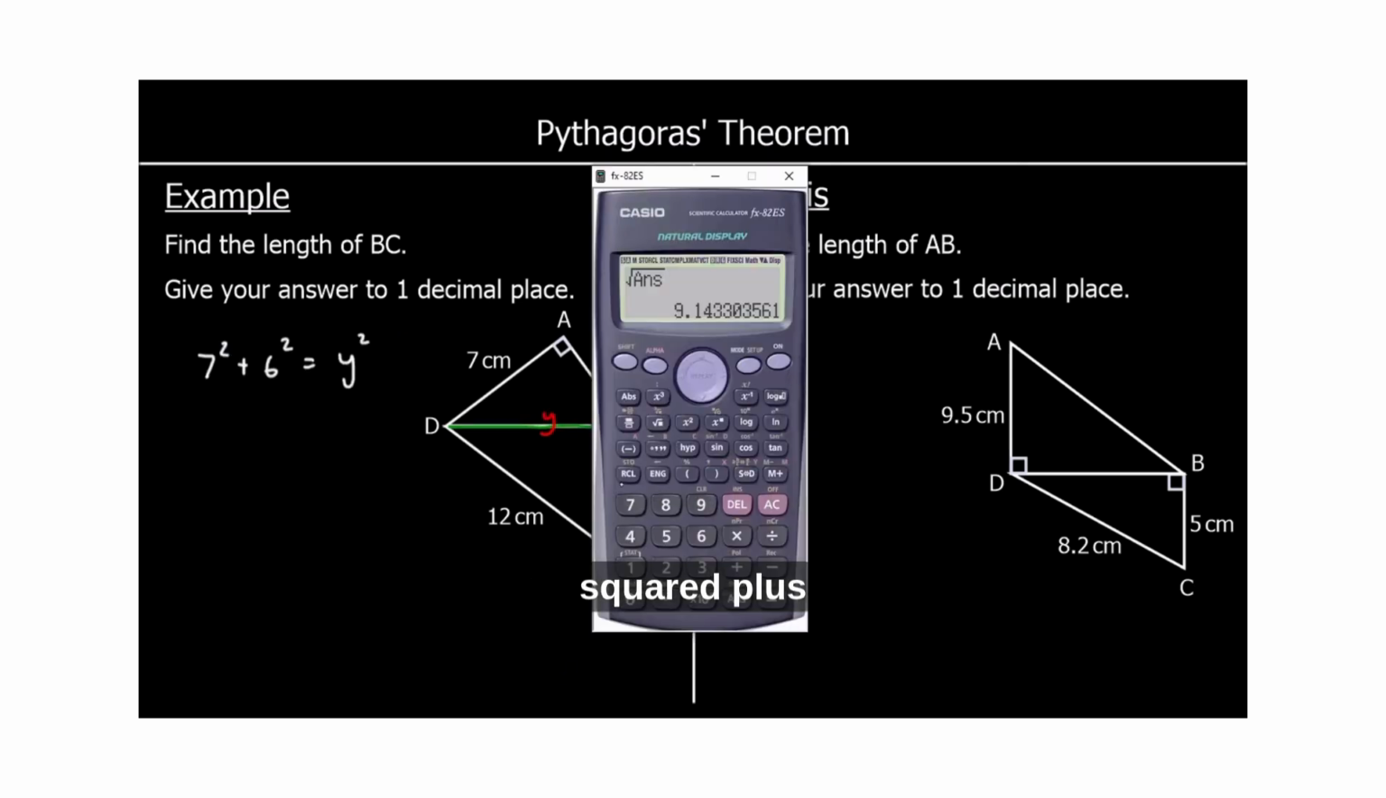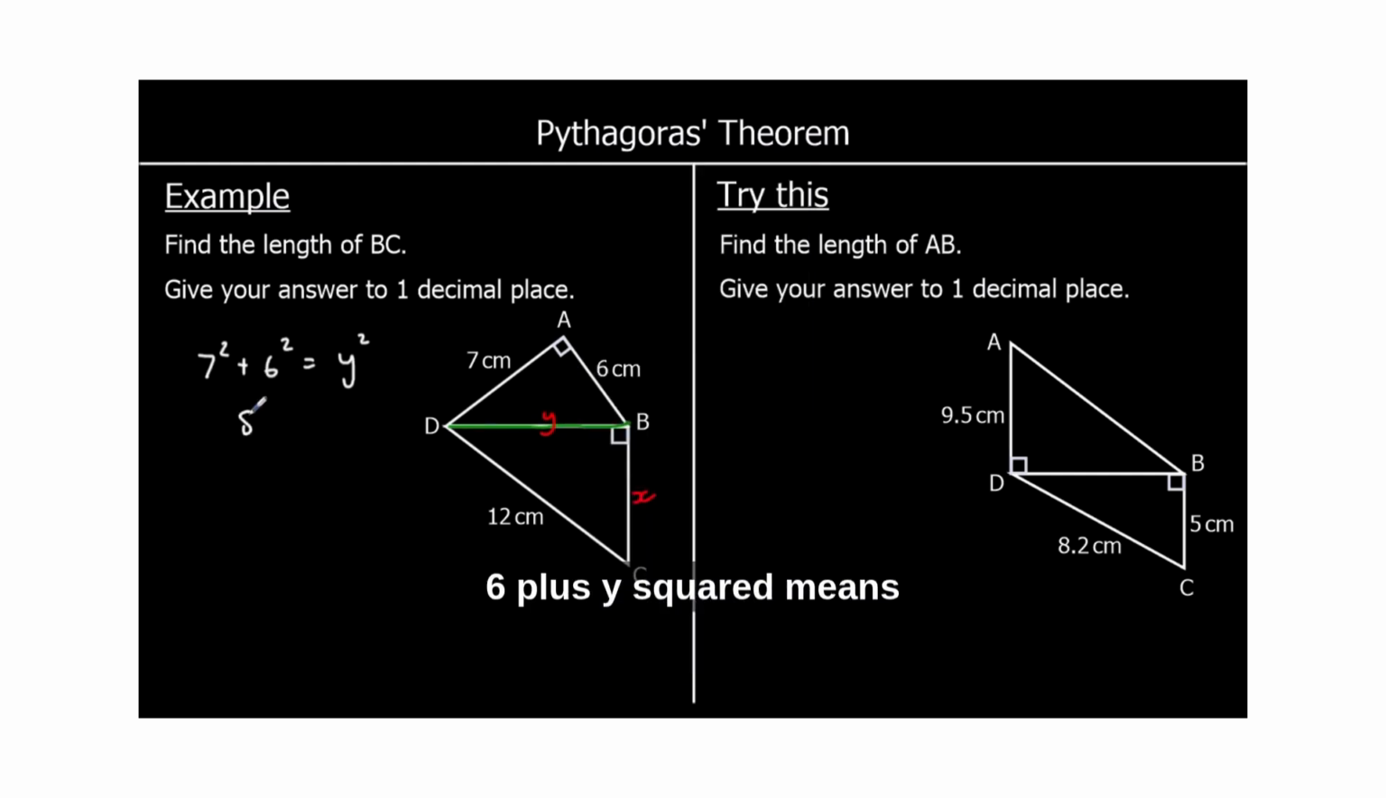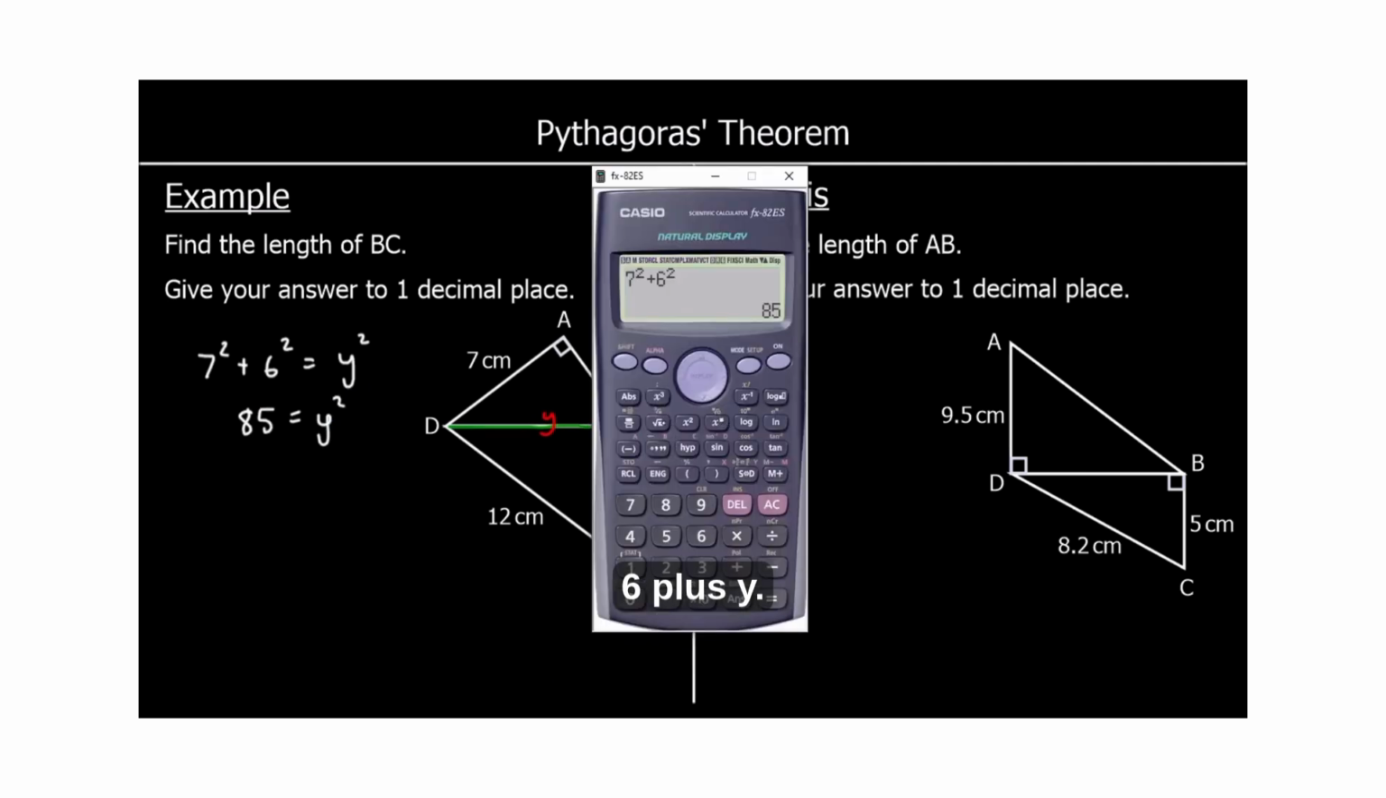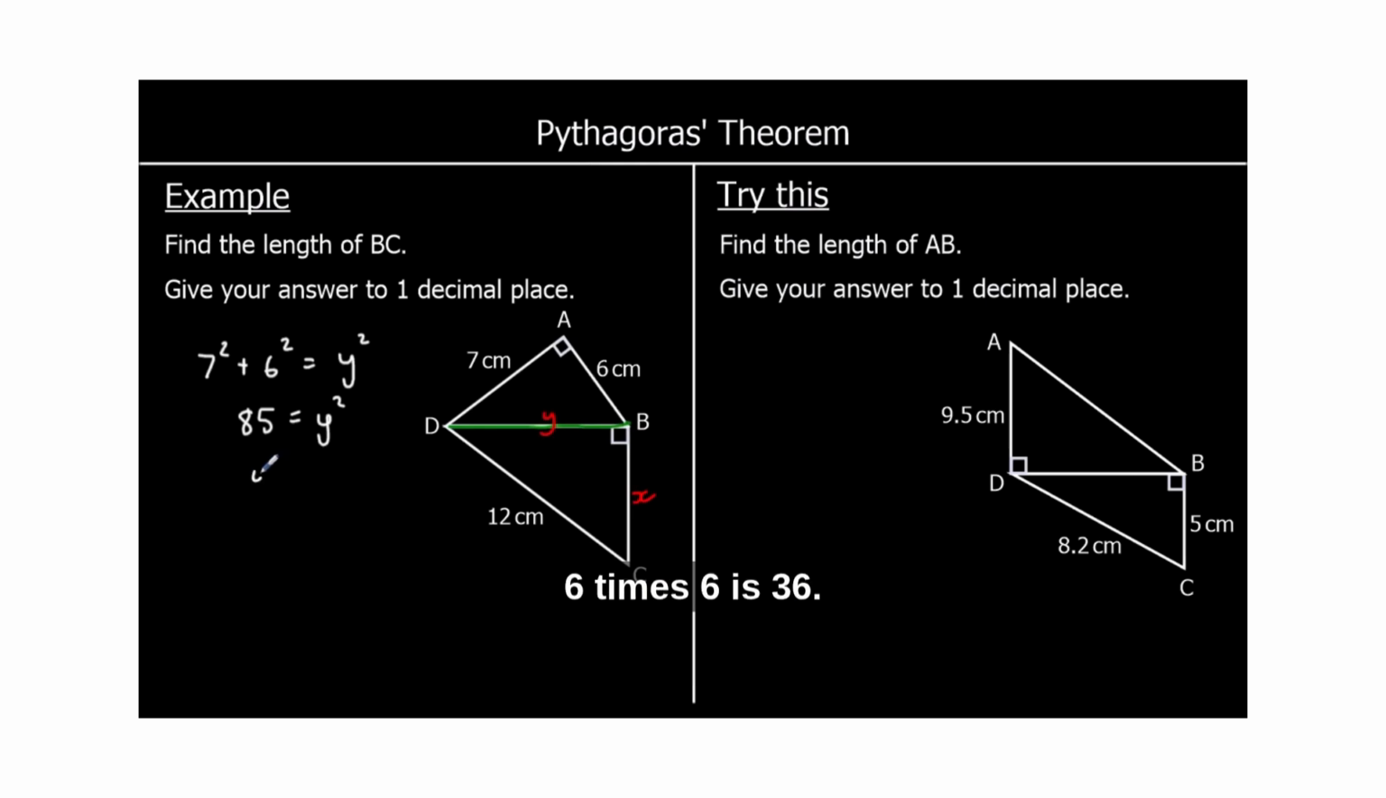So 7 squared plus 6 squared is 85. So 85 equals y squared. So y is the square root of 85, which is 9.2. But I'm going to leave that number in the calculator, so I'm going to use the whole number. I'll just write 9.2 here, but I'm going to use the whole number because it's still in the calculator.